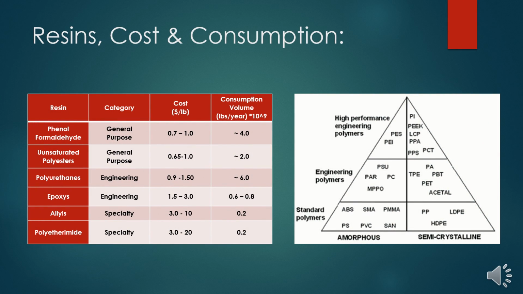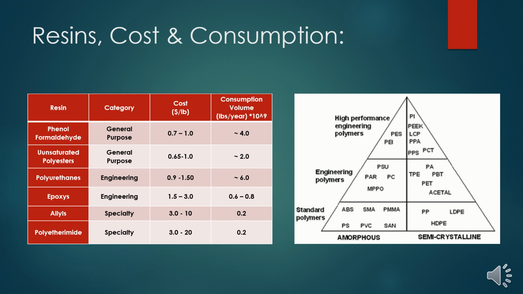In this slide, we are comparing categories of the thermoset materials: general purpose, engineering, and high performance or specialty thermosets for resins, cost, and consumption. Resins, phenol, formaldehyde, and unsaturated polyesters are general purpose here. Polyurethanes and epoxies are engineering, and allyls and polyetheramides are high performance polymers.